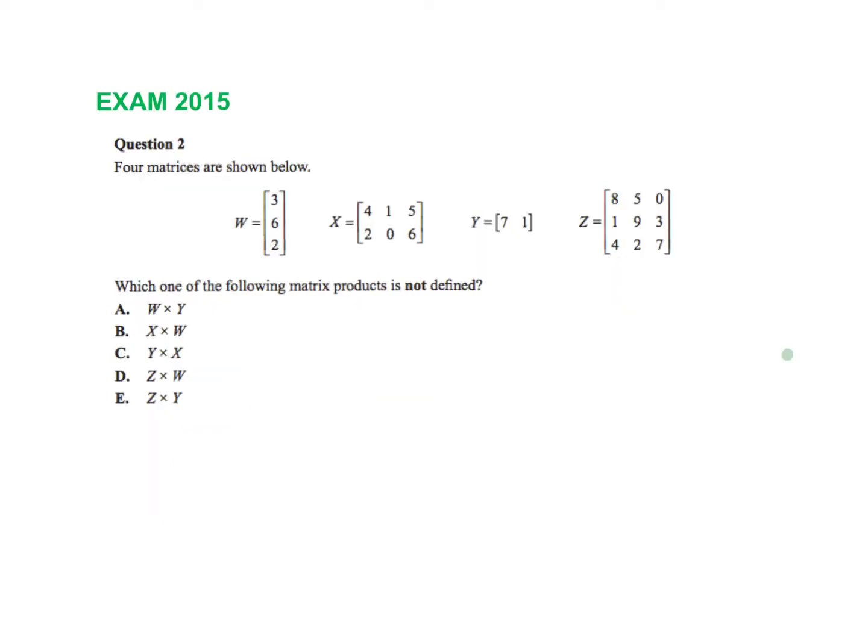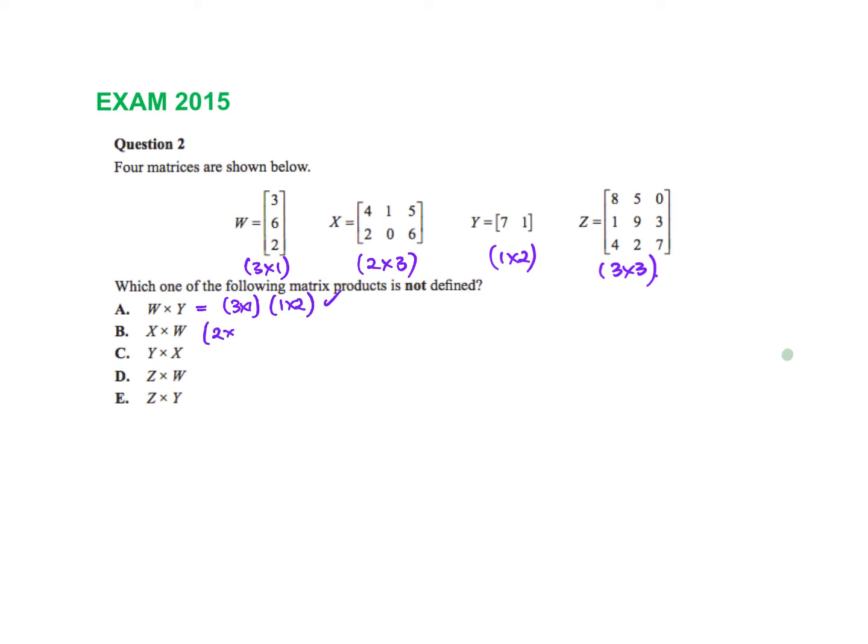The 4 matrices are shown below. Which one of the following matrix products is not defined? So if we put the orders underneath here, so we've got a 2 by 3, 1 by 2, and 3 by 3. Okay, so if we look at W and Y, that one is defined because I've got a 3 by 1 with a 1 by 2. So that one's defined, it's not the answer.